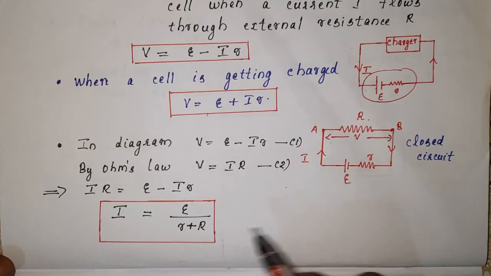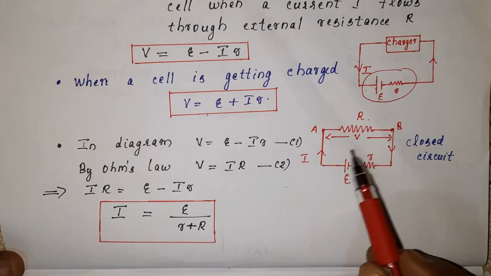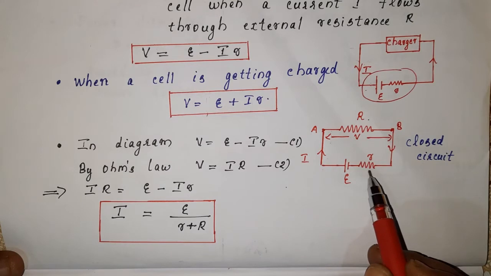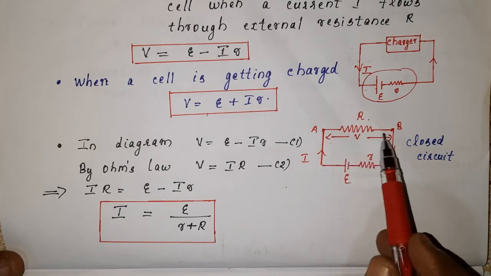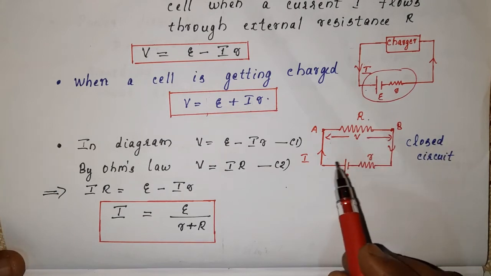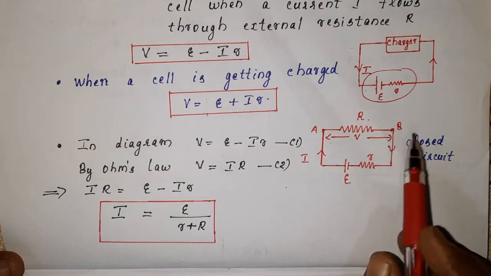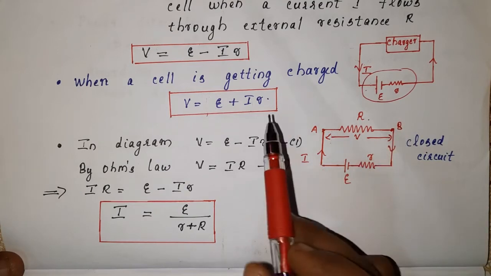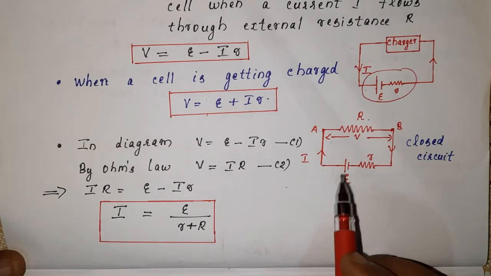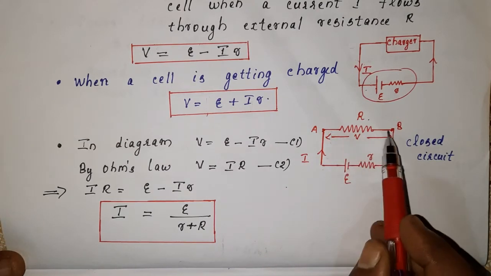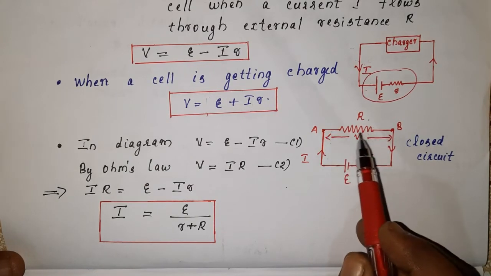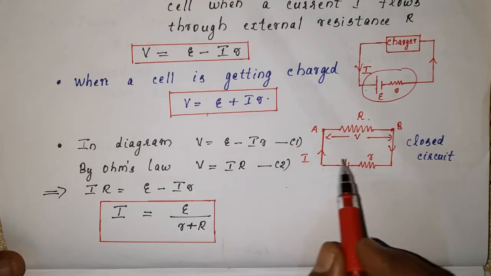Now, what is the expression for current? We consider a cell of EMF epsilon and internal resistance small letter r connected to an external resistance capital letter R. From the cell, current I is flowing. So, we write V is equal to epsilon minus Ir, that's what we learnt now. Now, by Ohm's law, V is the potential difference between the ends of the conductor. So V is equal to IR.